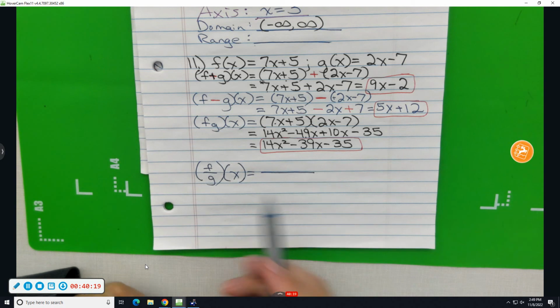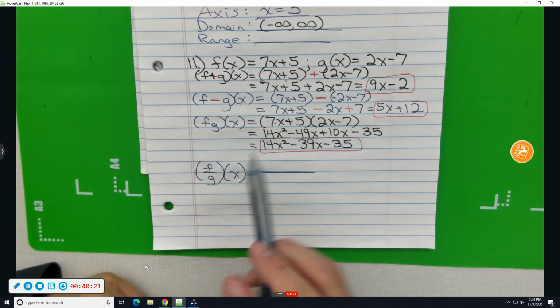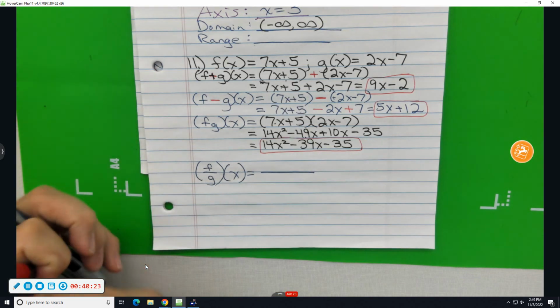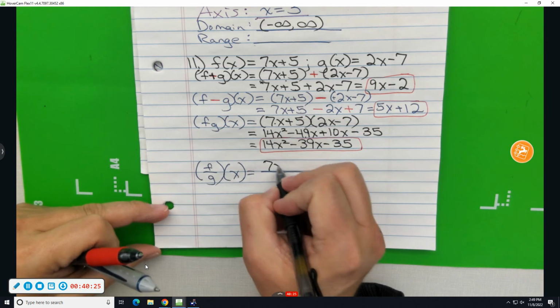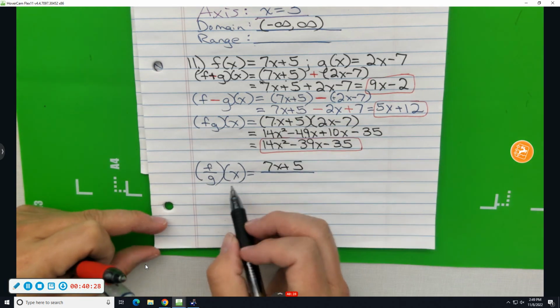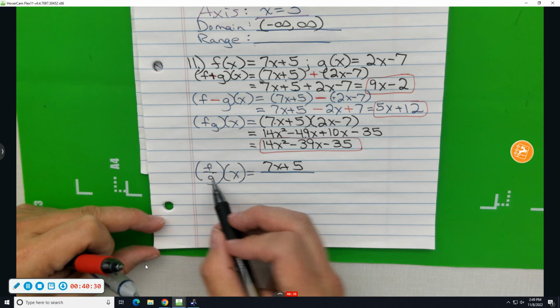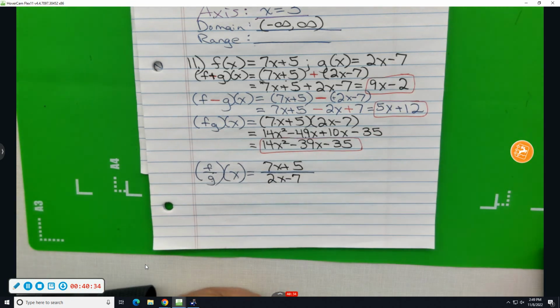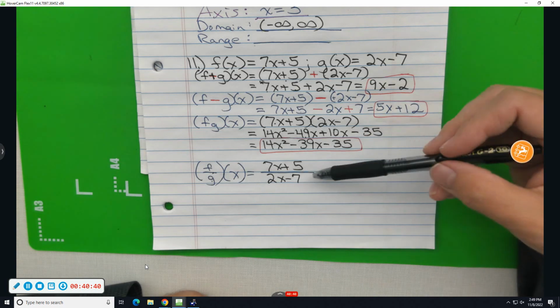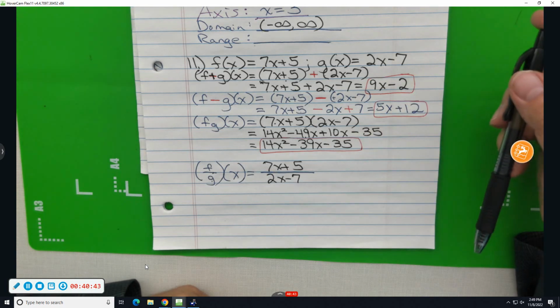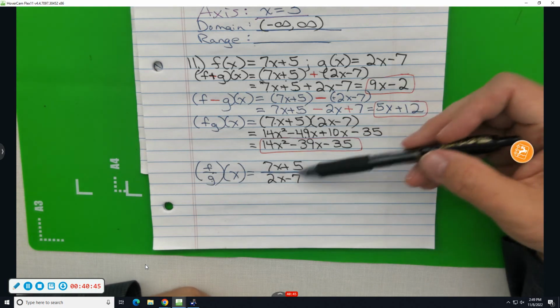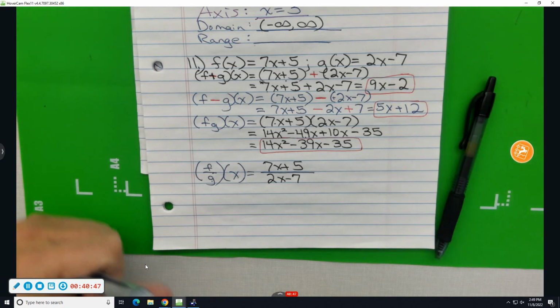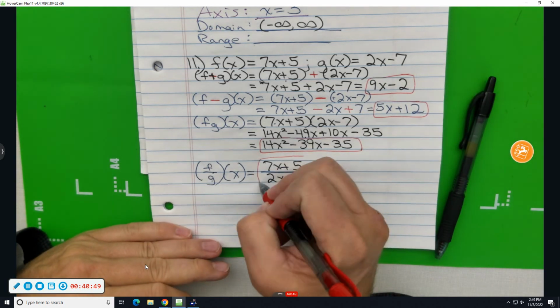They're representing the division with a fraction bar. That's saying take f of x, 7x plus 5, and divide it by g of x, 2x minus 7. And I think that's it. If there were a common factor we could factor and cancel, we'd do that, but there is no common factor. We're just stuck with this as our final answer.